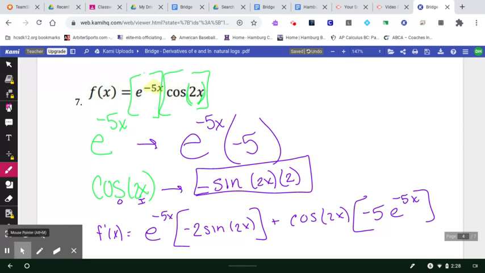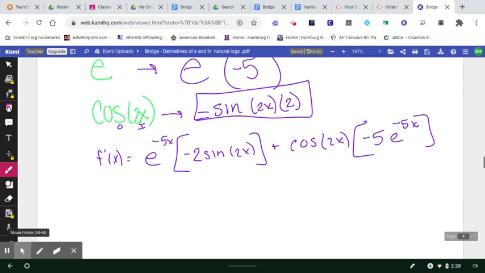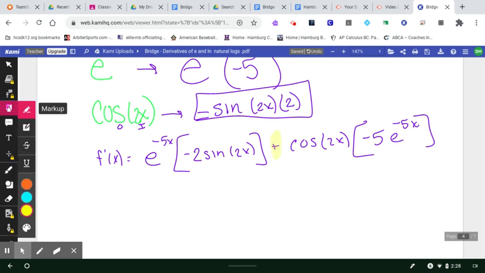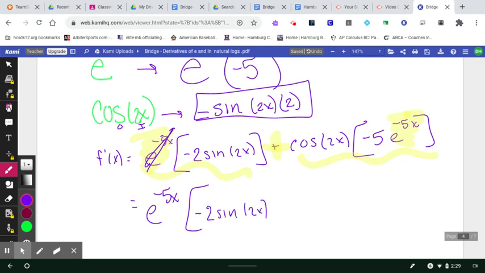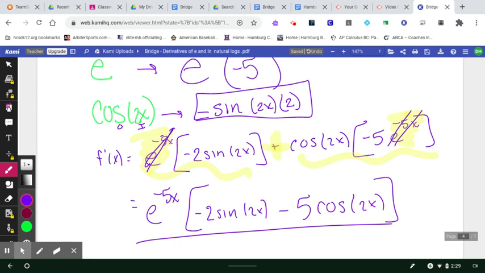Again, they could have fun, and they probably will if it's multiple choice, pulling out a GCF with you. So here's my plus sign, right? I'm looking for something on this side and this side that are the same. I would say they both have an e to the negative 5x, so I'm going to pull that out as the GCF. So I'm taking that out. I have negative 2 sine of 2x, and I'm taking this out, so I would say minus 5 cosine of 2x. Okay, and that would be my cleaned up version.